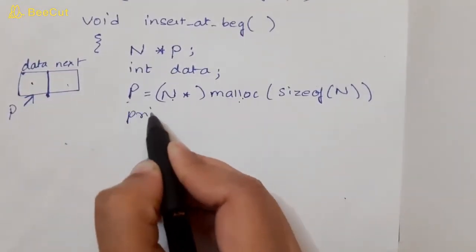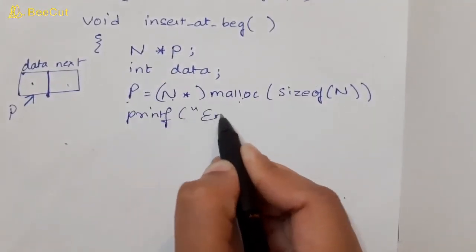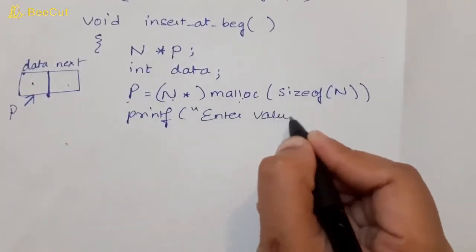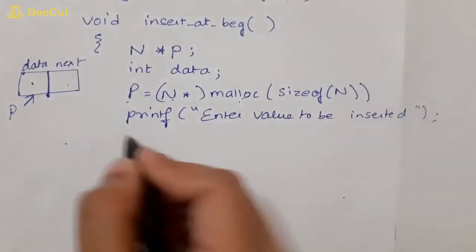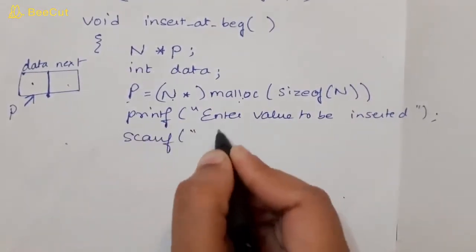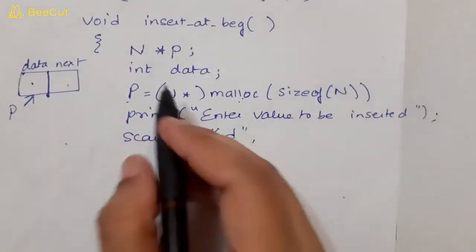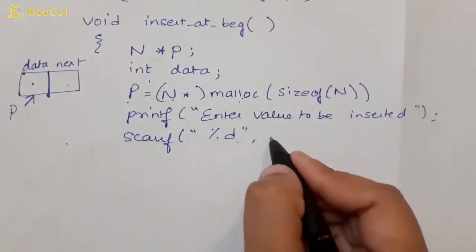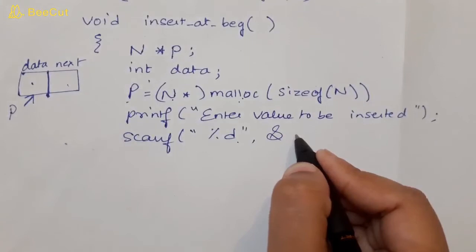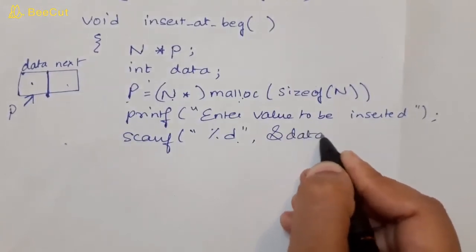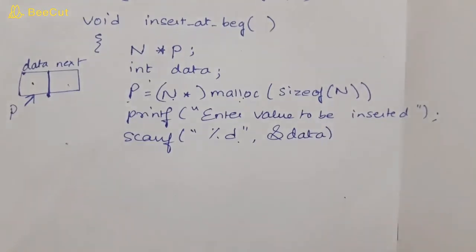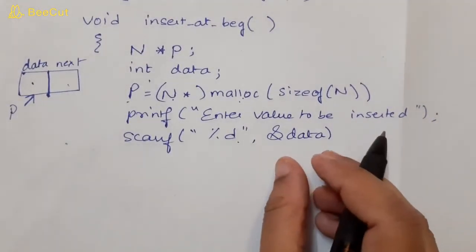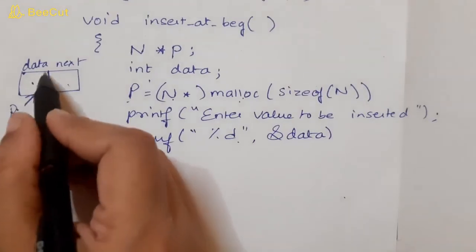I'll ask from the user: enter value to be inserted. Scanf. So I'm going to read that value, as the value I'm taking is of integer data type, that's why I'm using %d. Ampersand I'll use, address of operator, and the variable name is data. So here one more thing is there. I cannot write data because data is a normal variable. I need to take p data.